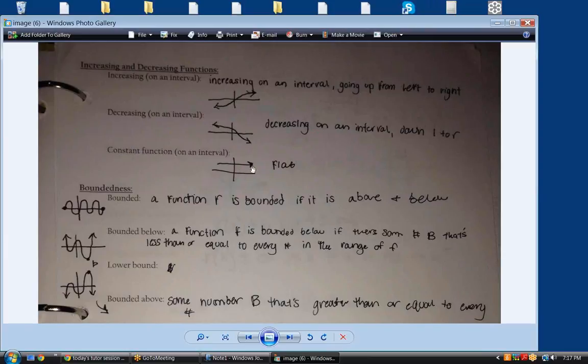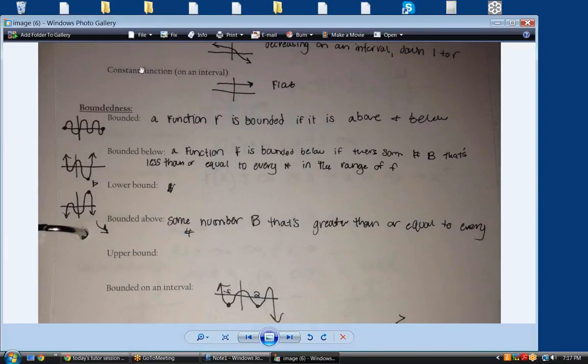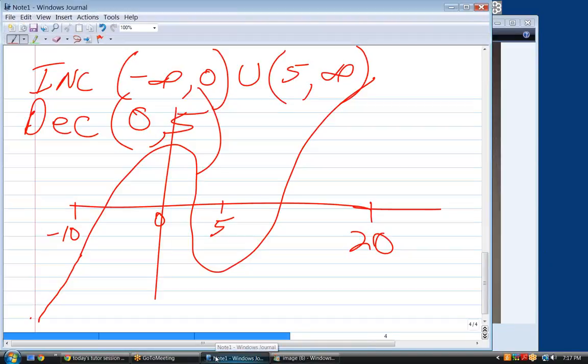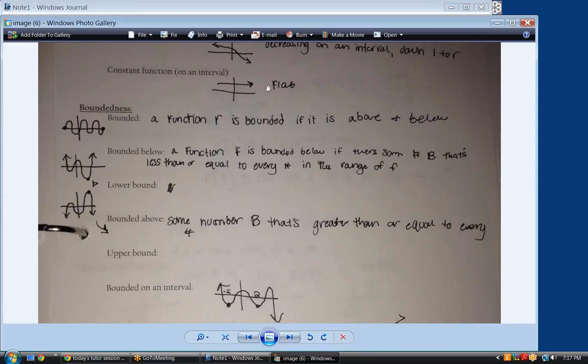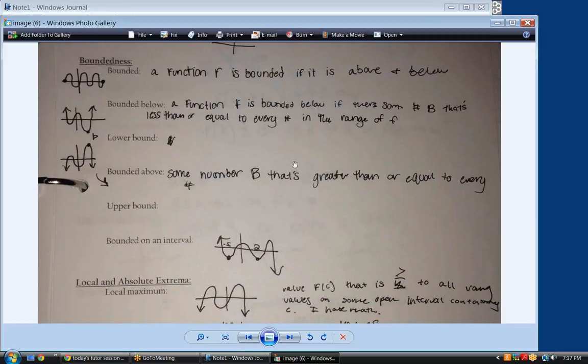Constant, that's a horizontal line. A constant function would be y equals 3. No matter where you're at on the horizontal axis, y is always at 3. y equals 2 would also be a constant function. In other words, there's no variable. It's just y equals a number. Okay.